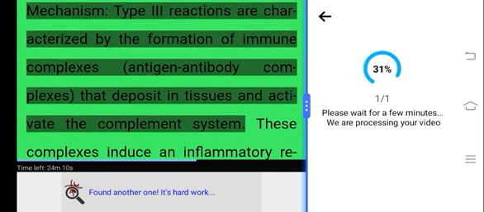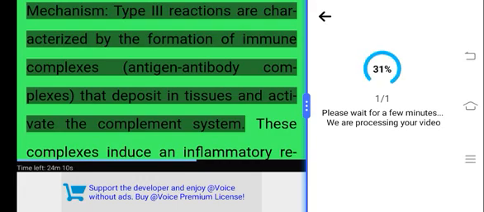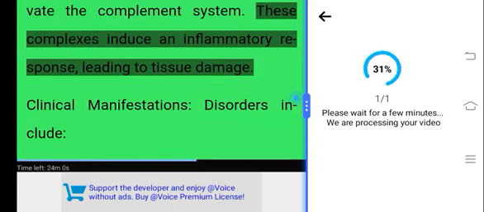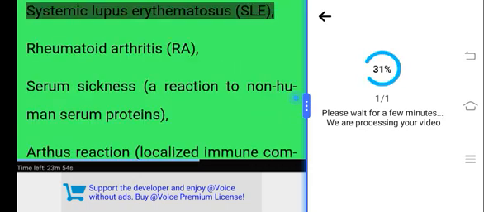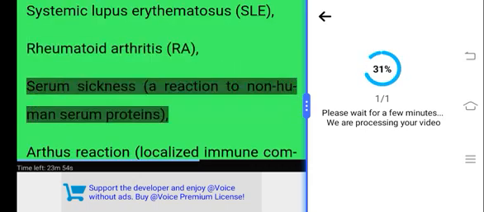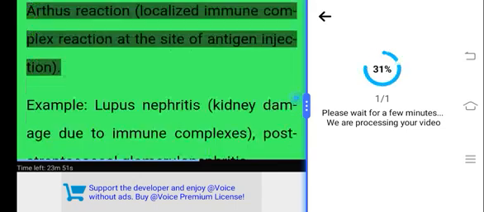Mechanism. Type 3 reactions are characterized by the formation of immune complexes, antigen antibody complexes, that deposit in tissues and activate the complement system. These complexes induce an inflammatory response, leading to tissue damage. Clinical manifestations. Disorders include systemic lupus erythematosus, SLE, rheumatoid arthritis, RA, serum sickness, a reaction to non-human serum proteins.